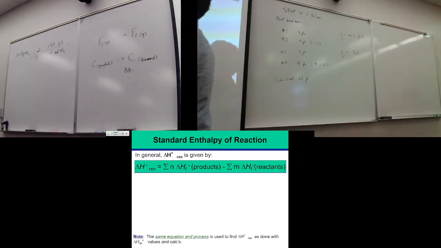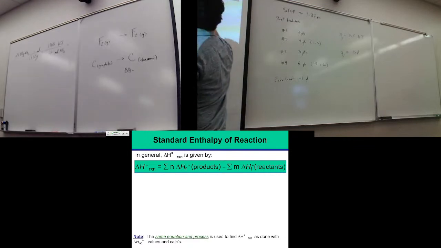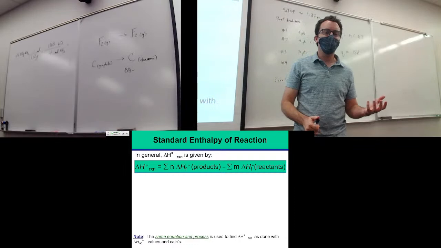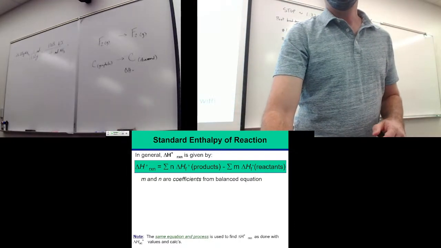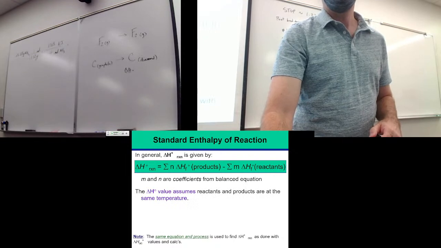And I will have to basically sum, this is what that means, this is the sum of the delta H of formation of all of the products multiplied by the number of moles, so the coefficient in front. And then I can subtract the sum of all of the delta H of formation of the reactants times the number of their moles. So let me show you how this works.